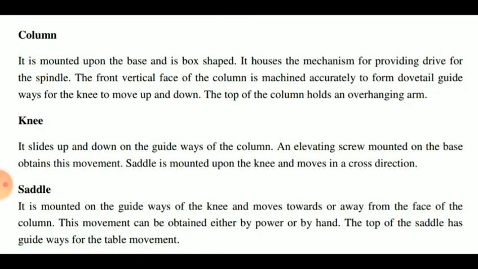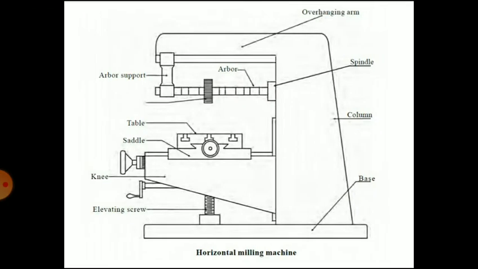Next part, it is a knee. It is a rigid gray iron casting. You can see the knee element. It slides up and down on the vertical ways of the column face. The adjustment of height is done by an elevating screw mounted on the base that also supports the knee.